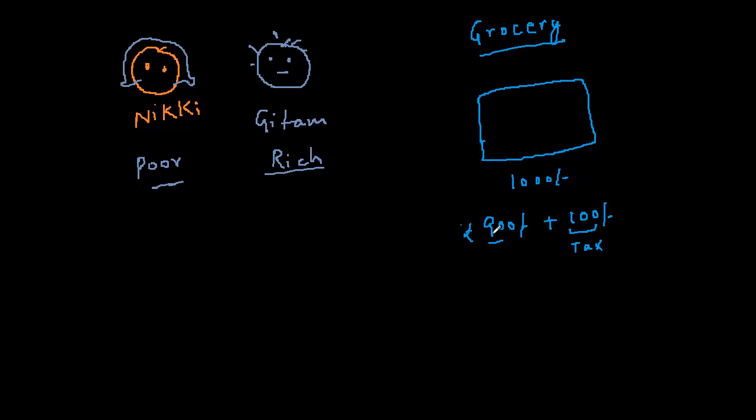Now this was the bifurcation of the grocery. Nikki had 10,000 rupees in her hand, and Geetam had, let us say, 1 lakh rupees. I've already mentioned that one of them is poor and the other is rich. Now what will happen? Let us see here.